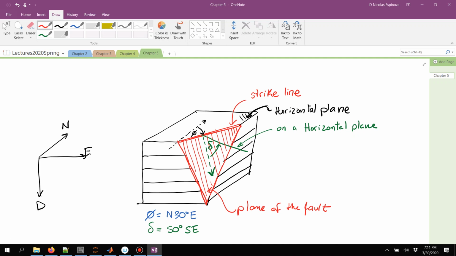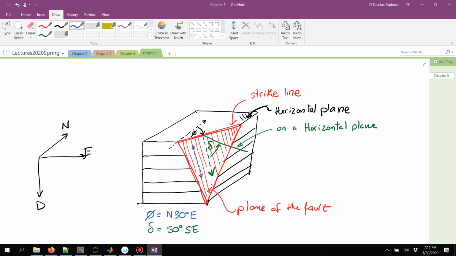One more thing over here that I think is very nice to remember, and it helps a lot to see what the dip is. If you were to drop a droplet of water somewhere over here, that droplet of water will follow always the path of the maximum slope. So it will tend to go along the line of the dip. That's what defines the line of the dip, the path of the maximum slope.